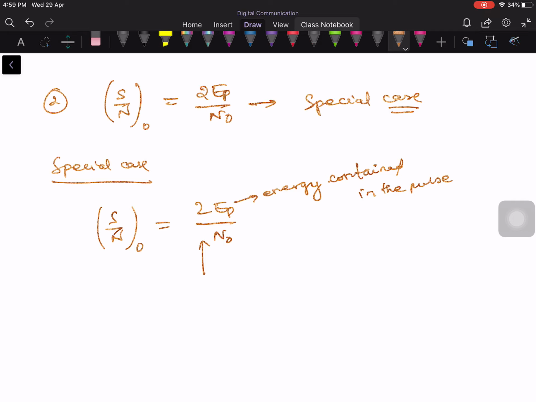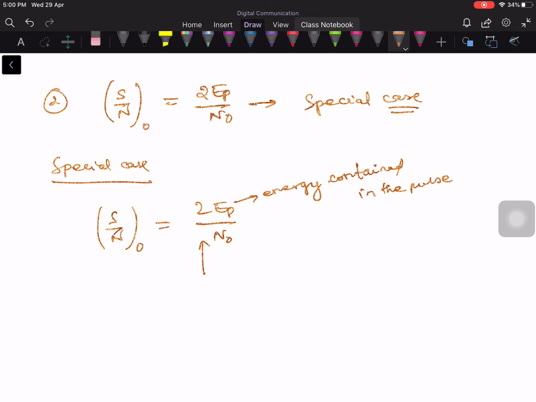Therefore, the shape of the pulse, or any specific shape, does not play any role in the calculation of the output signal to noise ratio. The only factor which plays a role is how much energy it contains. So the energy contained in the pulse is very important for us to calculate the output signal to noise ratio. It is immaterial what type of pulse you choose. But if you take the general case, yes, the pulse shape is also very important.